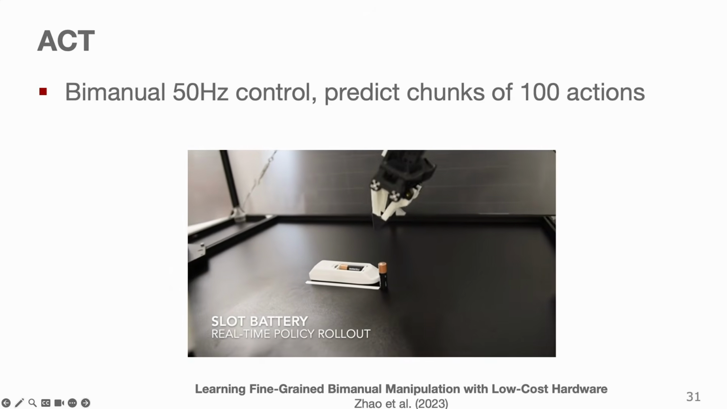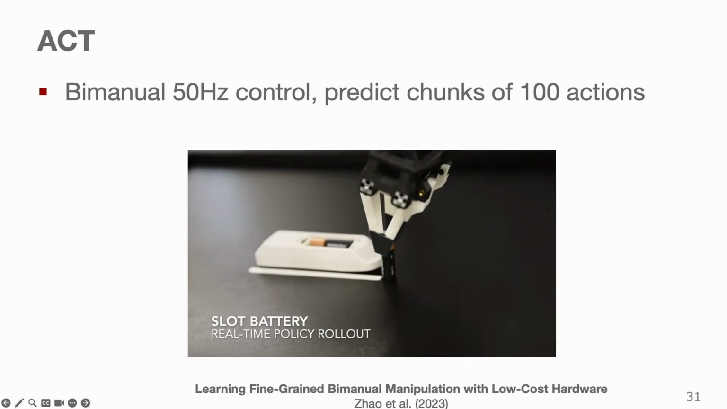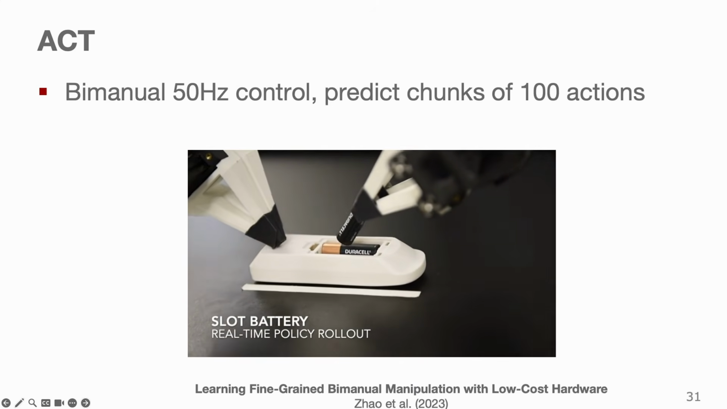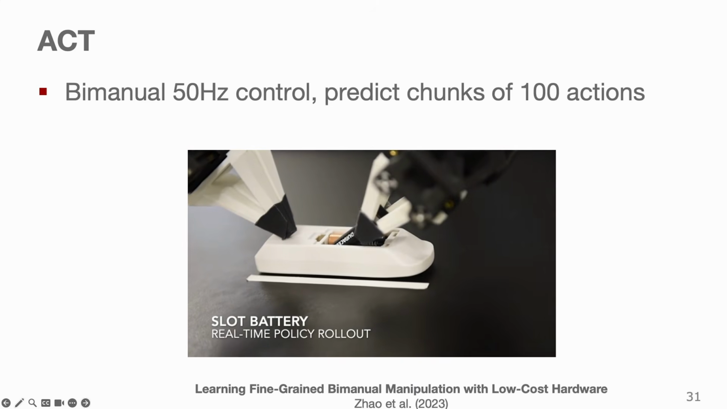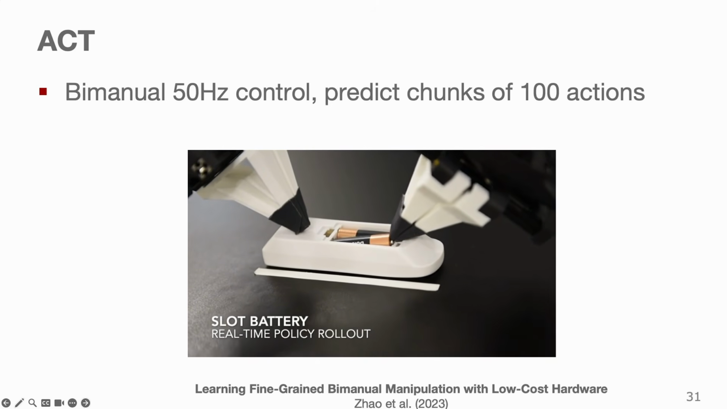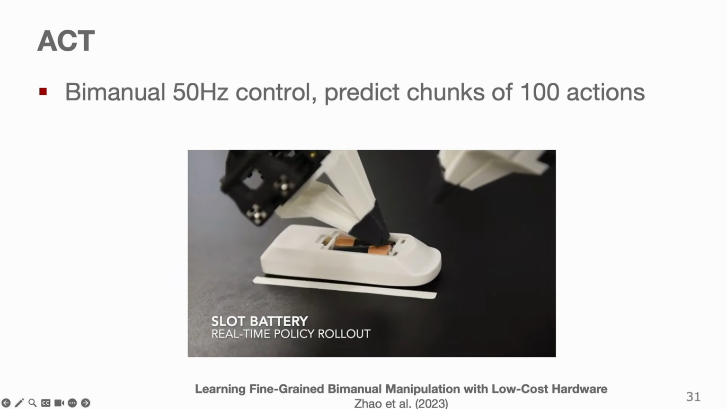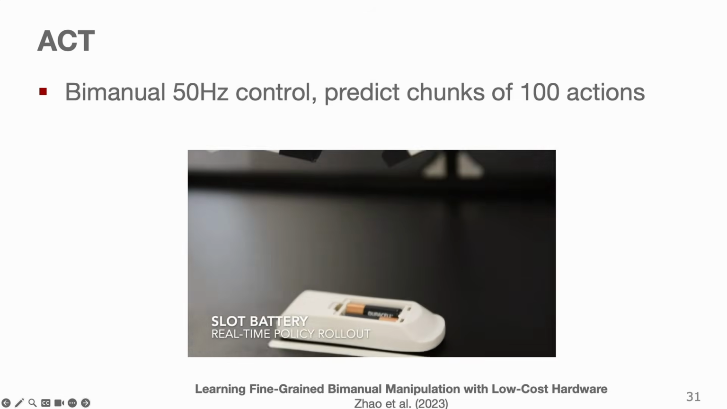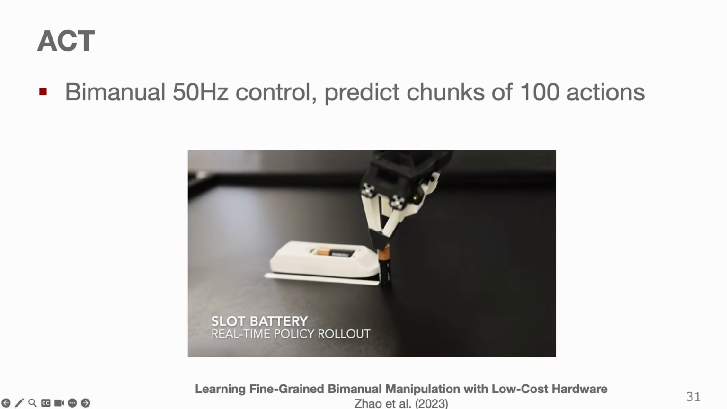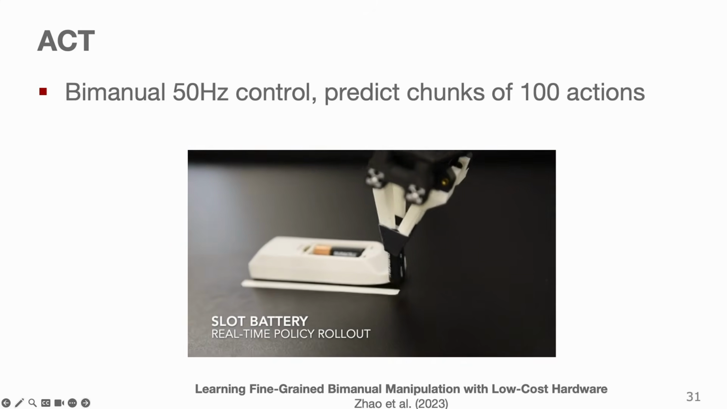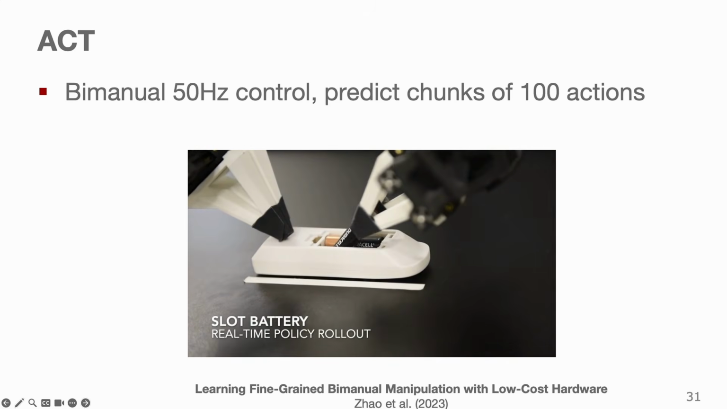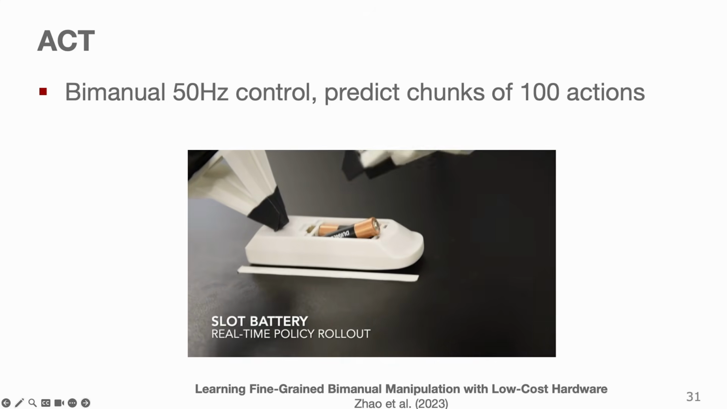And ACT is the paper from Tony Zhao, Cheng's co-founder at Sunday Robotics, if you remember the guest lecture from last week. In this paper, they introduced action chunking for dexterous bimanual control. The setup is a bimanual Aloha robot doing 50 hertz control, and the model predicts chunks of 100 actions at a time. So as the robot is doing joint control with 14 degrees of freedom, the model is predicting 1,400 values at every forward pass.